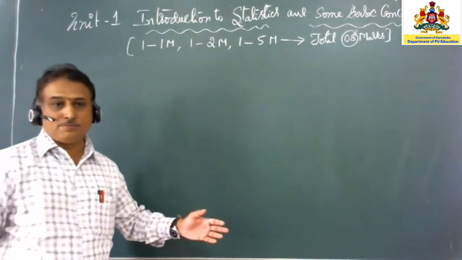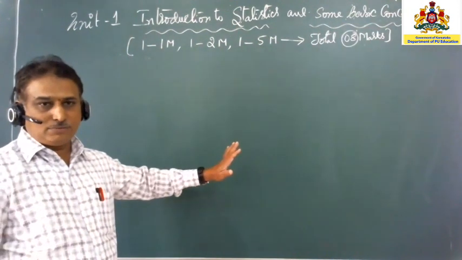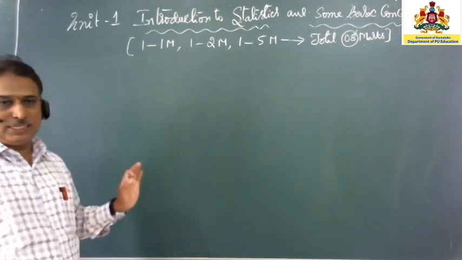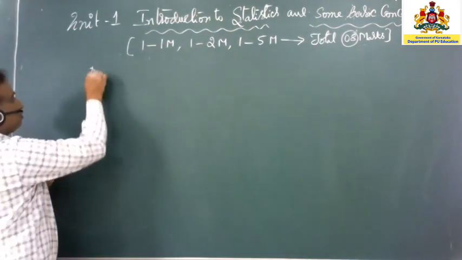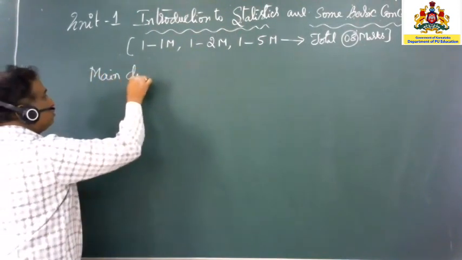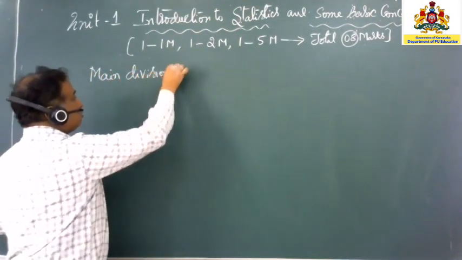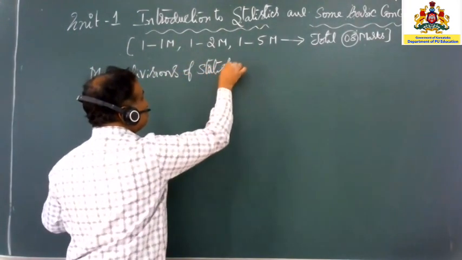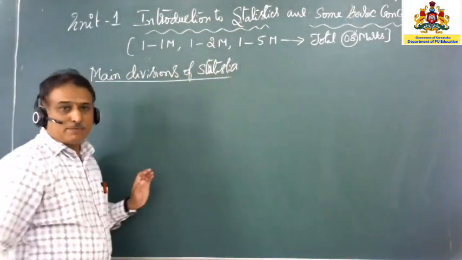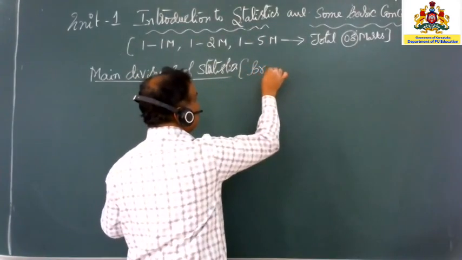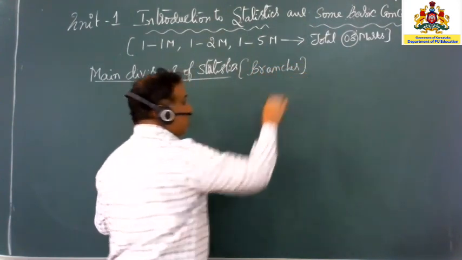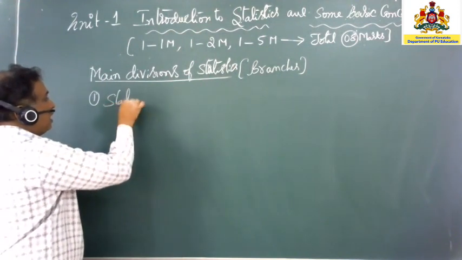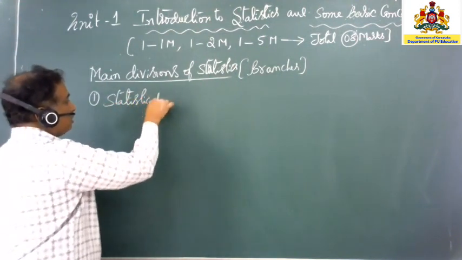After understanding the characteristics of statistics, now we are going to learn the main divisions of statistics. It is nothing but the branches of statistics. There are 2 branches of statistics. One is statistical methods.